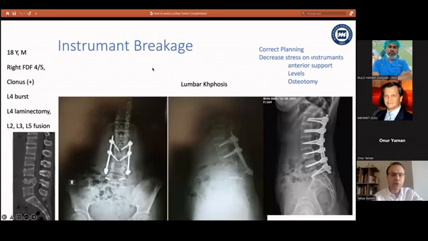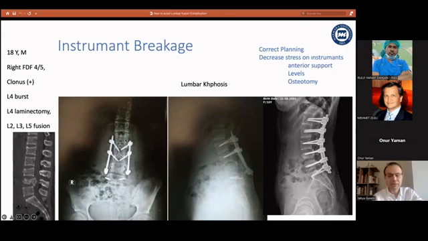Another complication is instrument breakage. For example, we can prevent it with correct planning, and we can decrease stress on the instrument with anterior support and correct selection of the level of operation, the spine levels, and sometimes we need osteotomy to prevent instrument breakage. For example, this patient is 16 years old. She has a burst fracture here, and she was operated on like that. If we make correct planning, we can prevent complications.